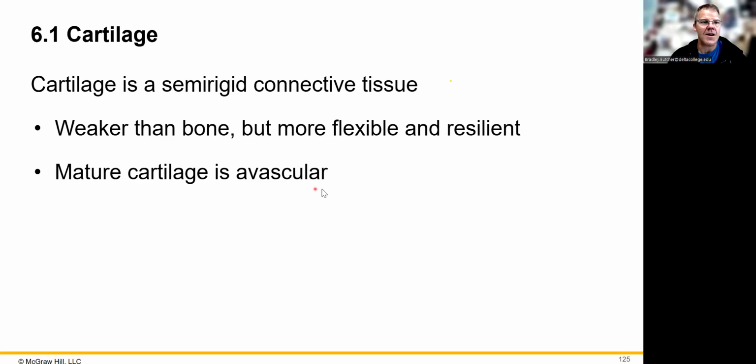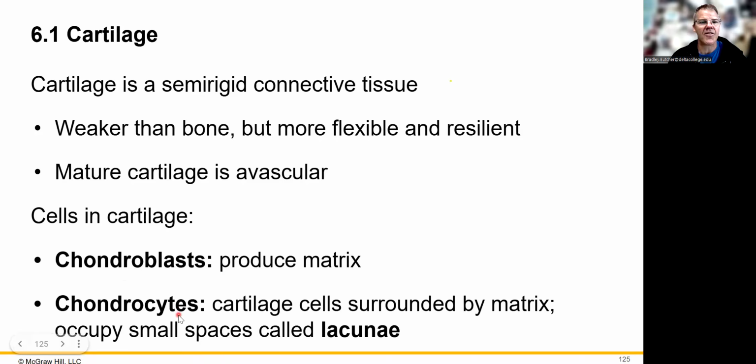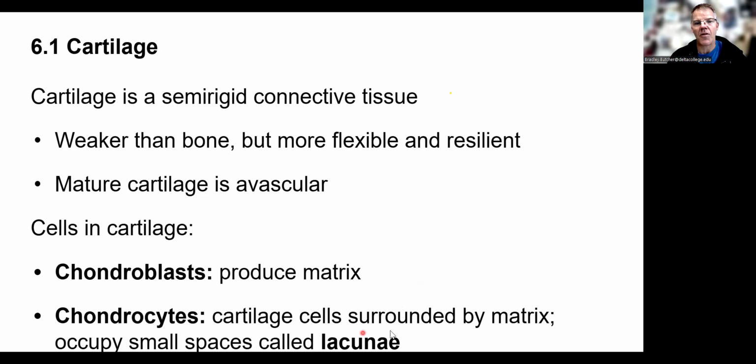Cells in the cartilage are chondroblasts, right? Remember, these are the cells that are building the matrix of the cartilage. And then you have your chondrocytes. These are the cartilage cells that are surrounded by a matrix, and they occupy the small spaces called lacunae. Lacuna would be the singular of that.